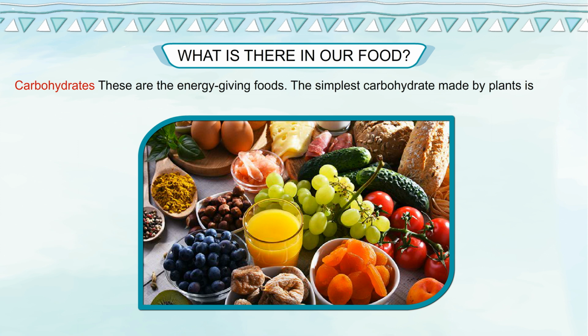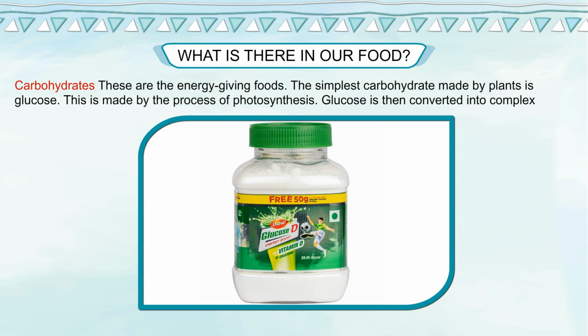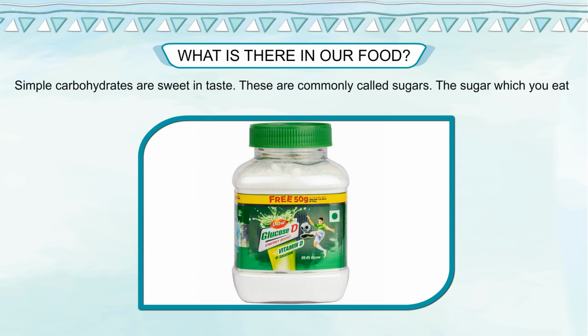Carbohydrates. These are the energy-giving foods. The simplest carbohydrate made by plants is glucose. This is made by the process of photosynthesis. Glucose is then converted into complex carbohydrates. Simple carbohydrates are sweet in taste. These are commonly called sugars.